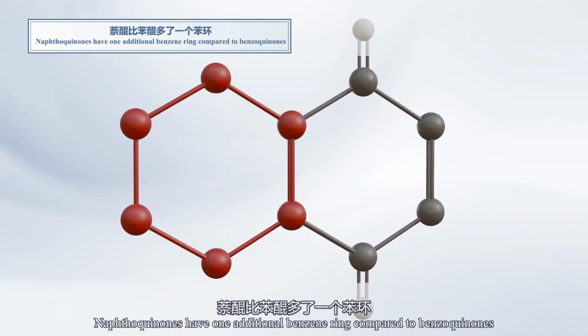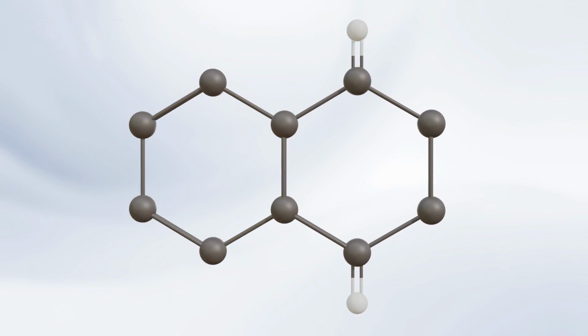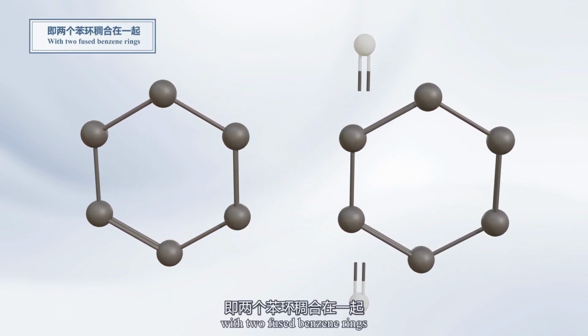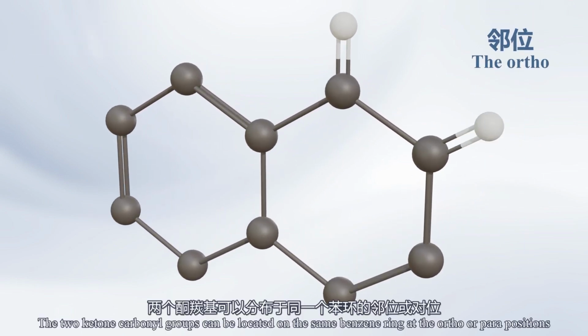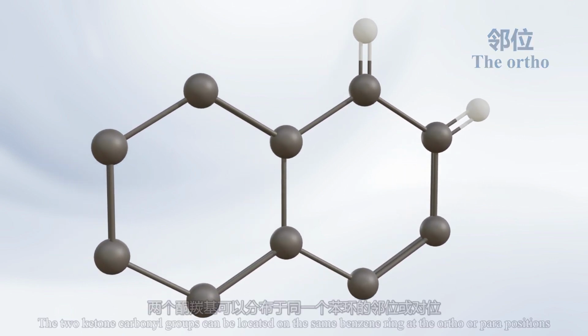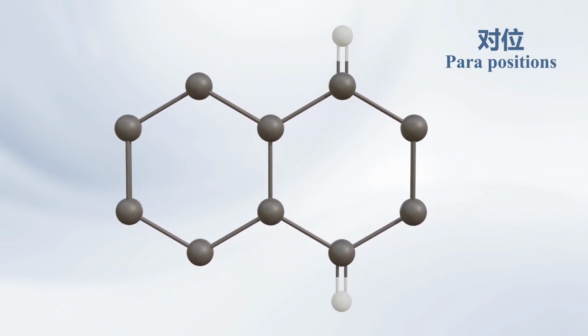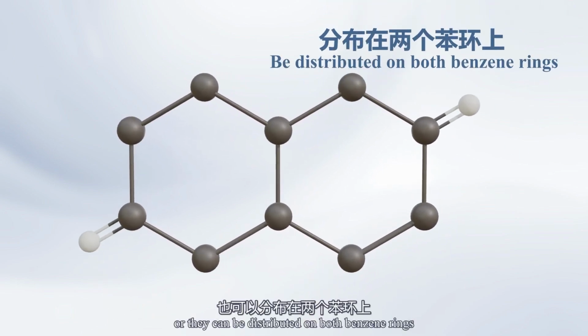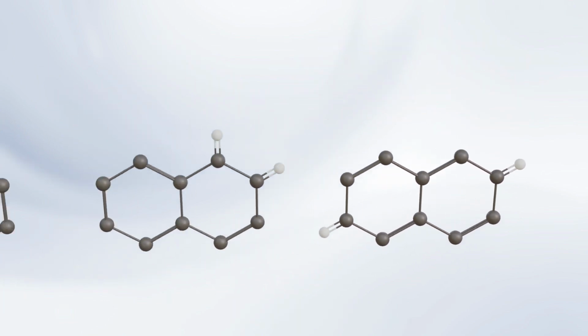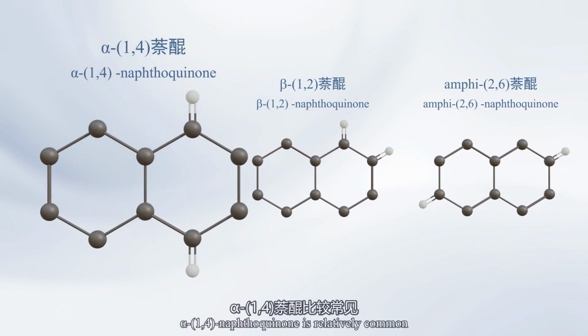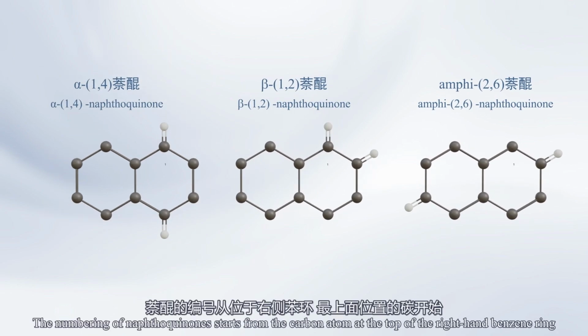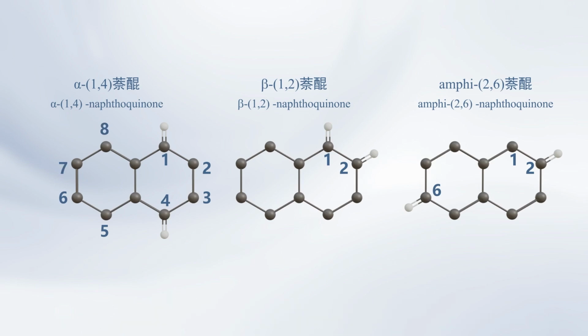Naphthoquinones have one additional benzene ring compared to benzoquinones, with two fused benzene rings. The two ketone carbonyl groups can be located on the same benzene ring at the ortho or para positions, or they can be distributed on both benzene rings. In nature, alpha-naphthoquinone is relatively common. The numbering of naphthoquinones starts from the carbon atom at the top of the right-hand benzene ring and proceeds clockwise.